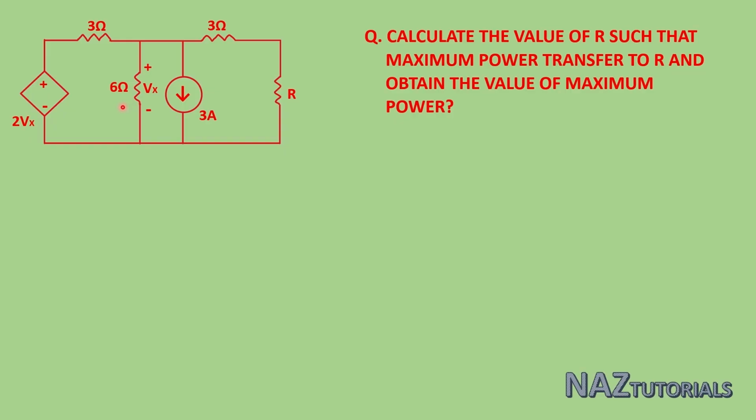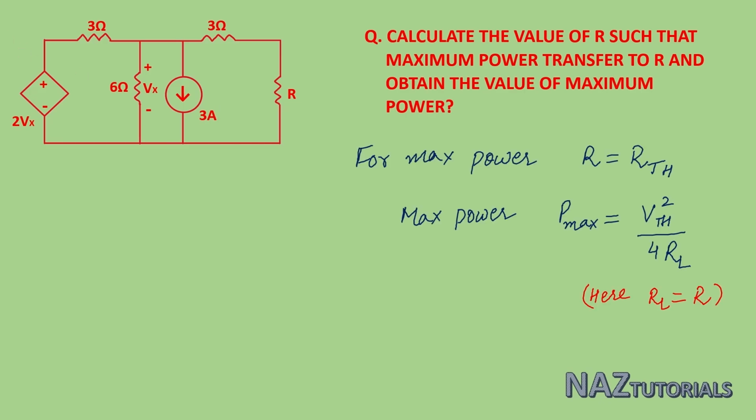Now for the calculation of this load resistance R, our maximum power transfer condition is this: R must be equal to Thevenin's equivalent resistance. And the maximum power calculated for this load resistance will be Vth square divided by 4 RL. RL is the load resistance, Vth is the Thevenin's equivalent voltage. Here this RL is R, which will be calculated by Thevenin's equivalent resistance.